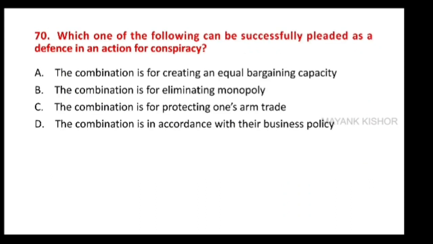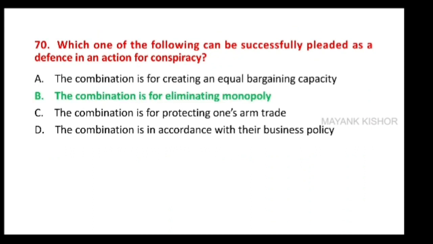And next question, question number 70. Which one of the following can be successfully pleaded as a defense in an action for conspiracy? And the options are option A, the combination is for creating an equal bargaining capacity. Option B, the combination is for eliminating monopoly. Option C, the combination is for protecting one's own trade. Option D, the combination is in accordance with their business policy. And the correct answer is option B, the combination is for eliminating monopoly.